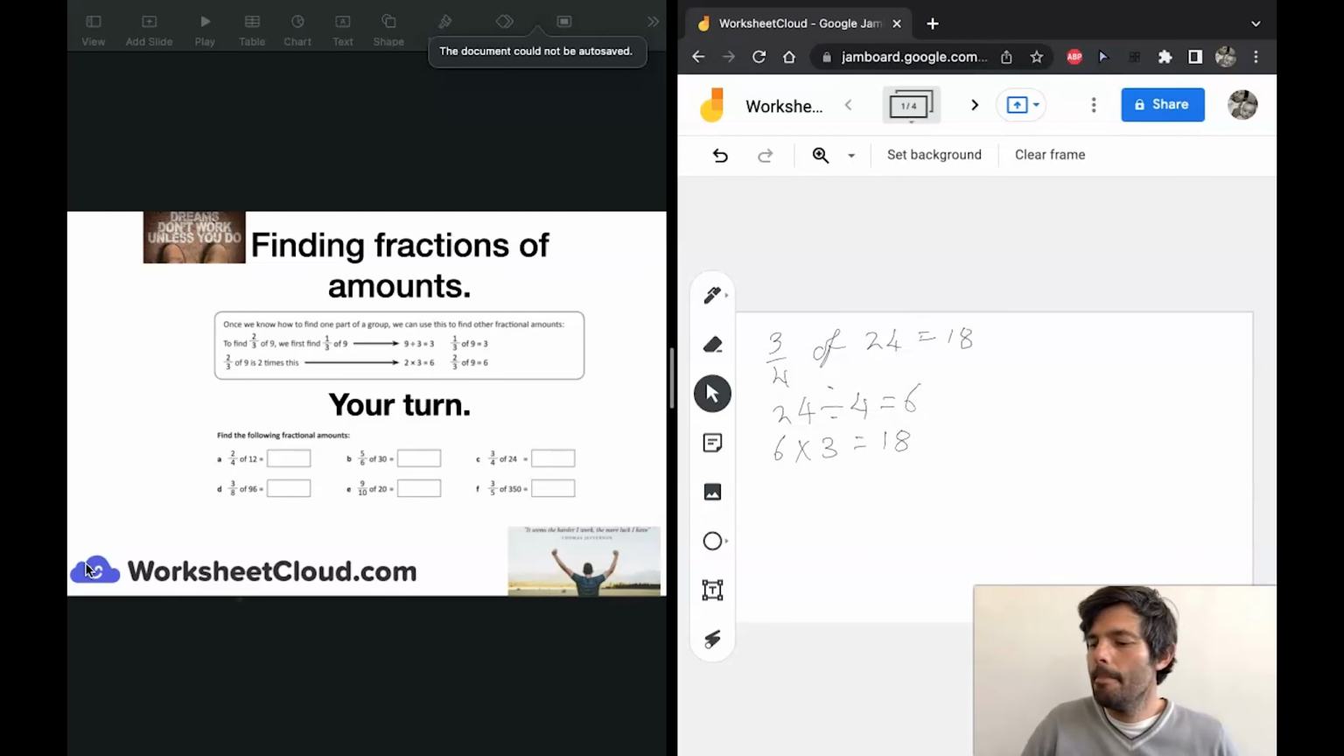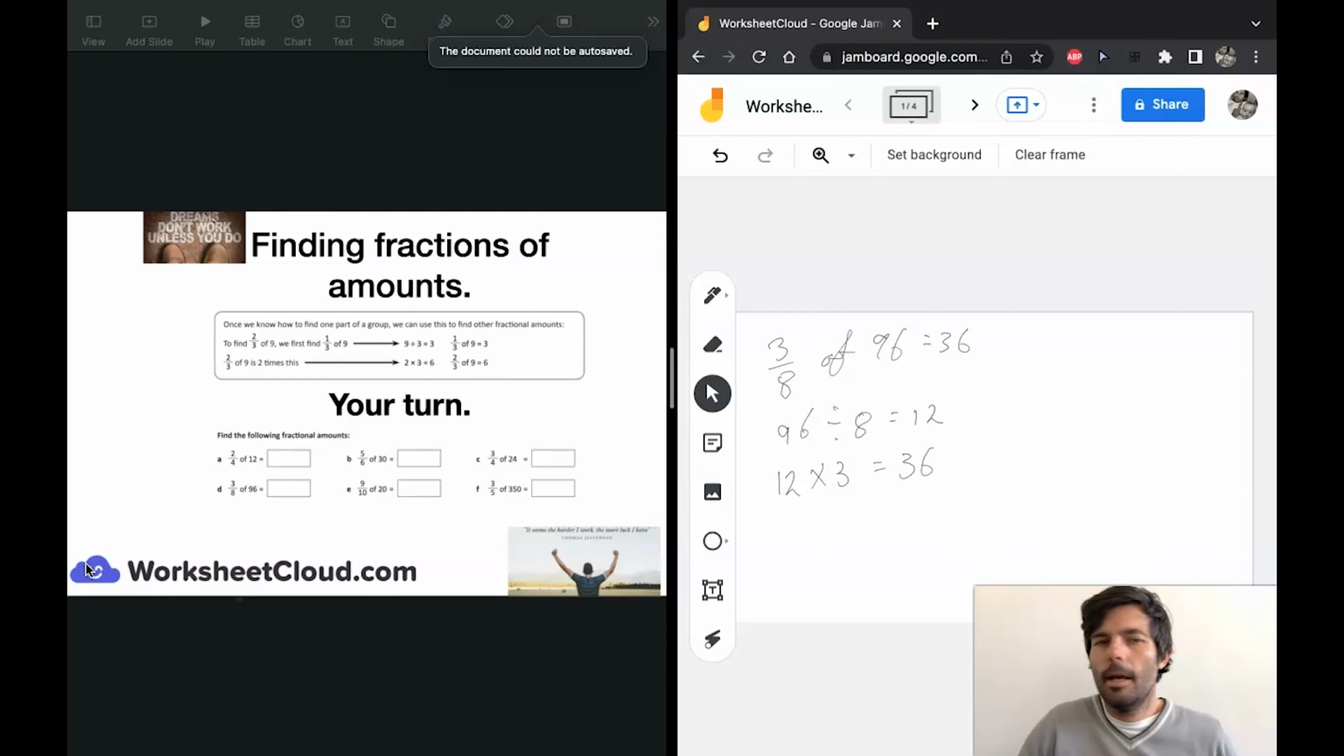Question D, 3/8 of 96. 96 divided by 8, okay, because I want to find the 1/8, that's equal to 12, okay, and then 12 times 3, because now I want to find 3/8, is equal to 36.